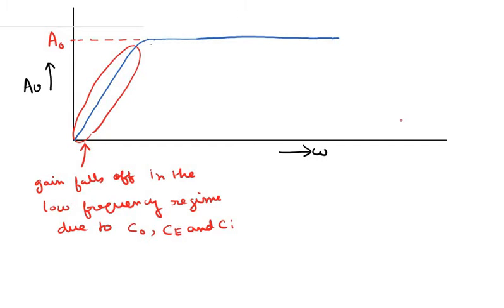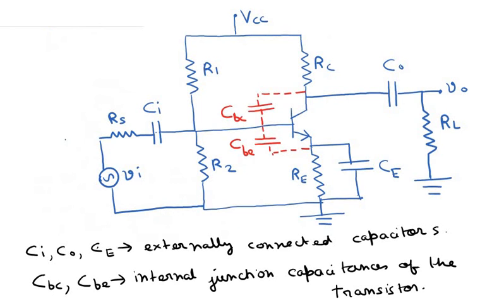High frequency basically means very high frequency. So in the high frequency regime, just as I stated, these two junction capacitances would basically behave as short circuits. When the frequency of the input signal is very high, then the base to emitter junction capacitance and the collector to base junction capacitance would basically behave as short circuits.